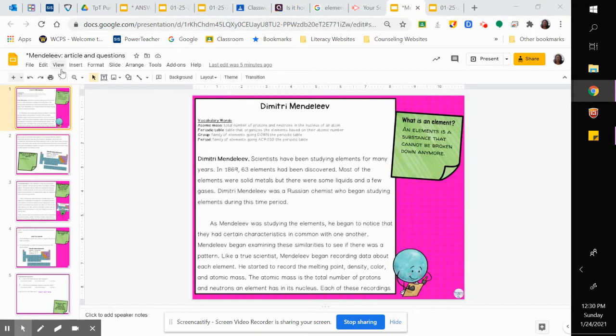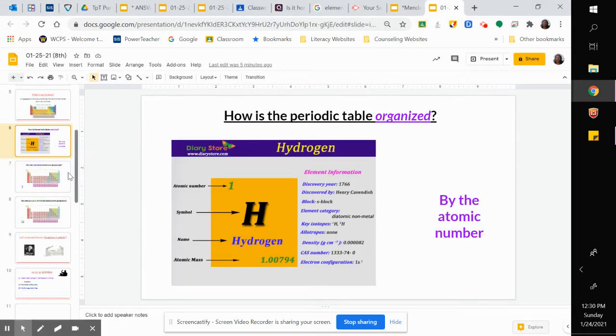Dmitri Mendeleev. So we have some important vocab words at the top of our slide. Atomic mass is the first one, total number of protons and neutrons in the nucleus of an atom. We did review in class today that our periodic table is organized by atomic number. And so let's remind ourselves here, when we're looking at an element, hydrogen, for example, our atomic number is 1, right? That's the number that's usually at the top of the element.